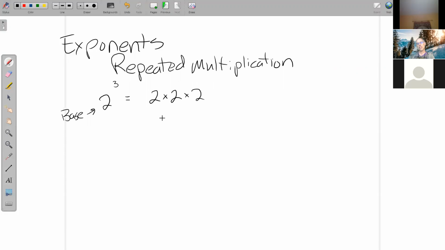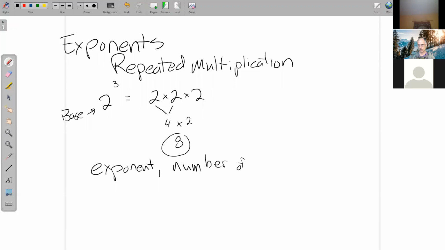Now we often misstate what an exponent means. We say it's how many times you multiply, but that's not true, because here 2 times 2 is 4, that's 1 multiplication, times the last 2 is 8. I've only multiplied twice to get the 8. So the exponent is the number of times you write the base, then we multiply.